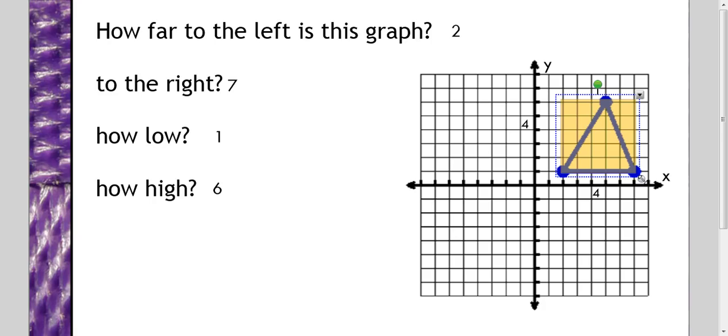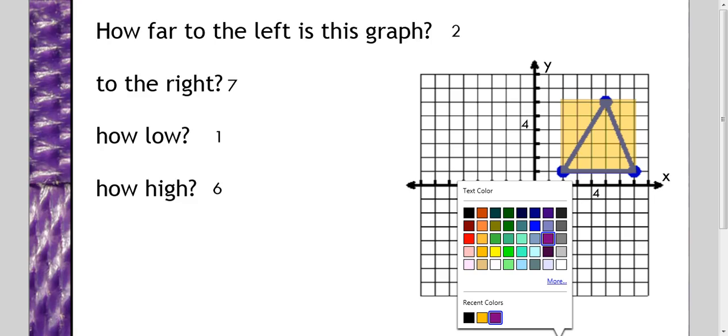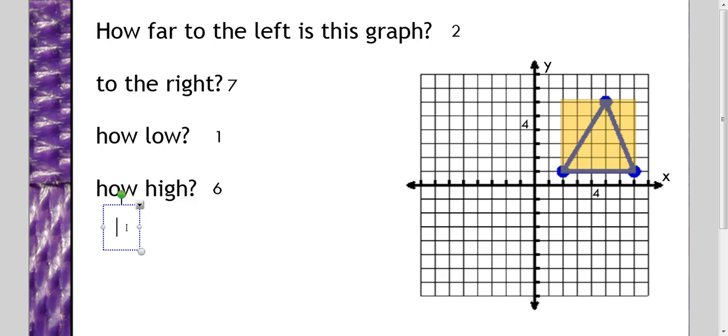Anyway, so we've got this. So when I'm looking for domain, and sometimes I'll just write down D, we're going to look for how far to the left does this graph go? It starts at 2. Is 2 included? Yes. I'm going to say 2.